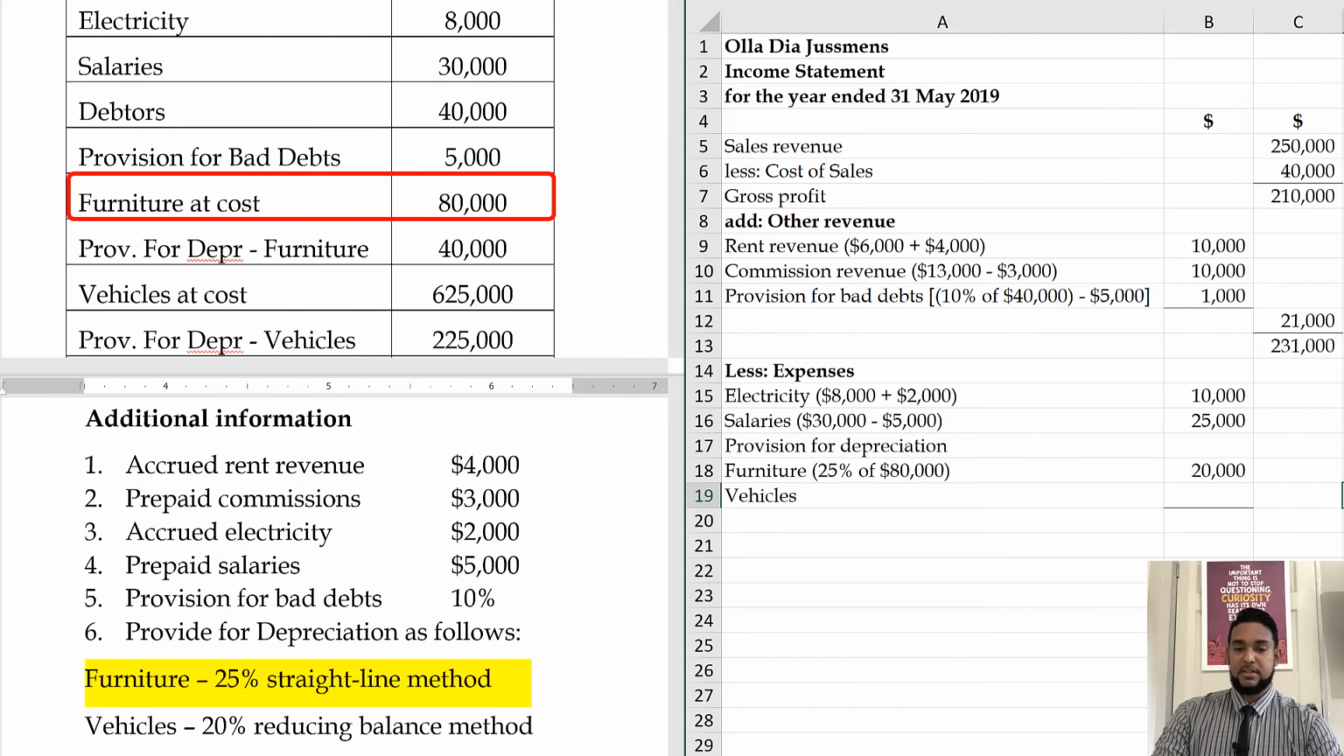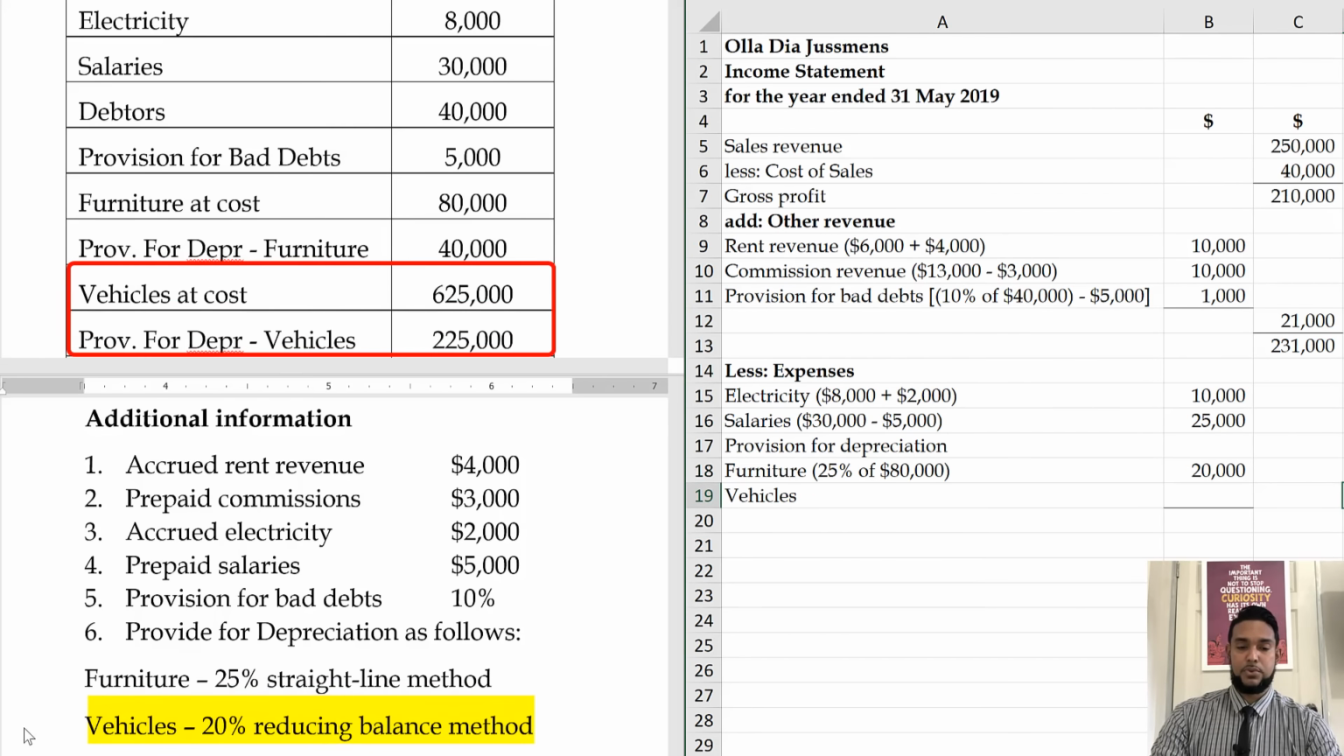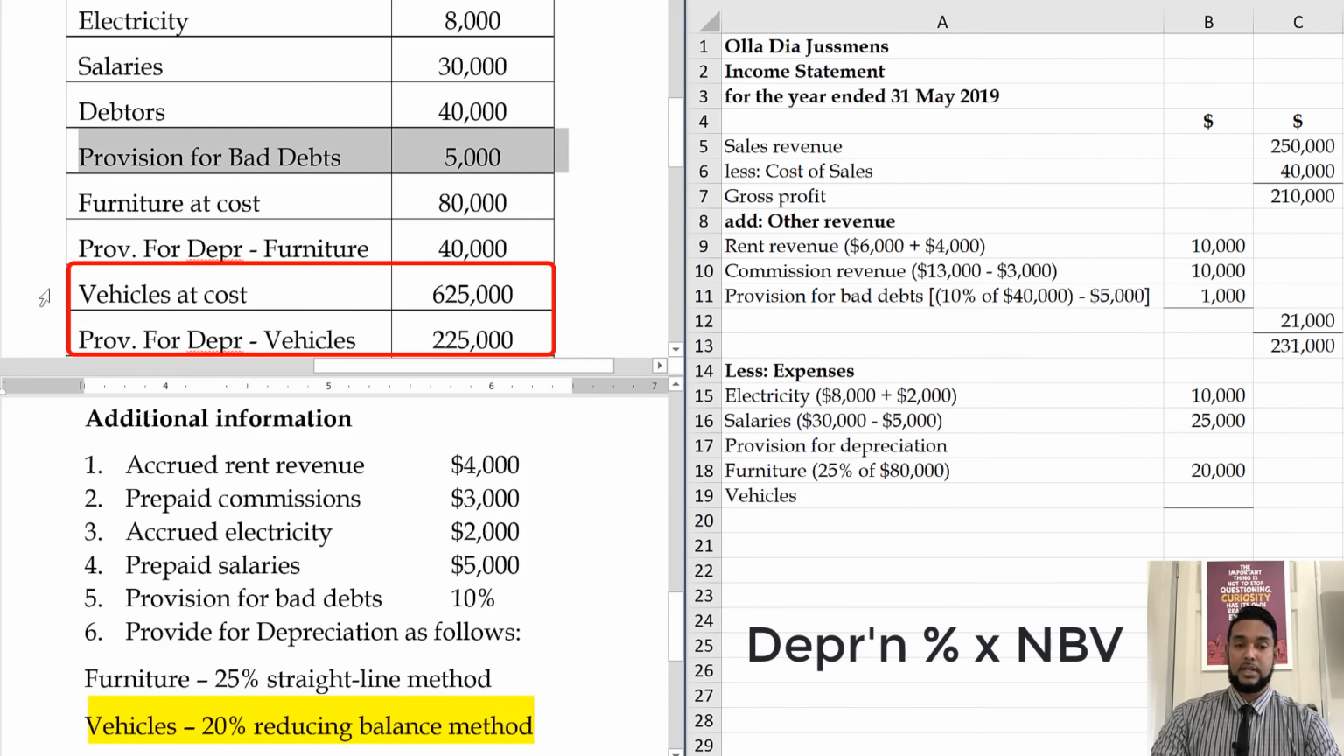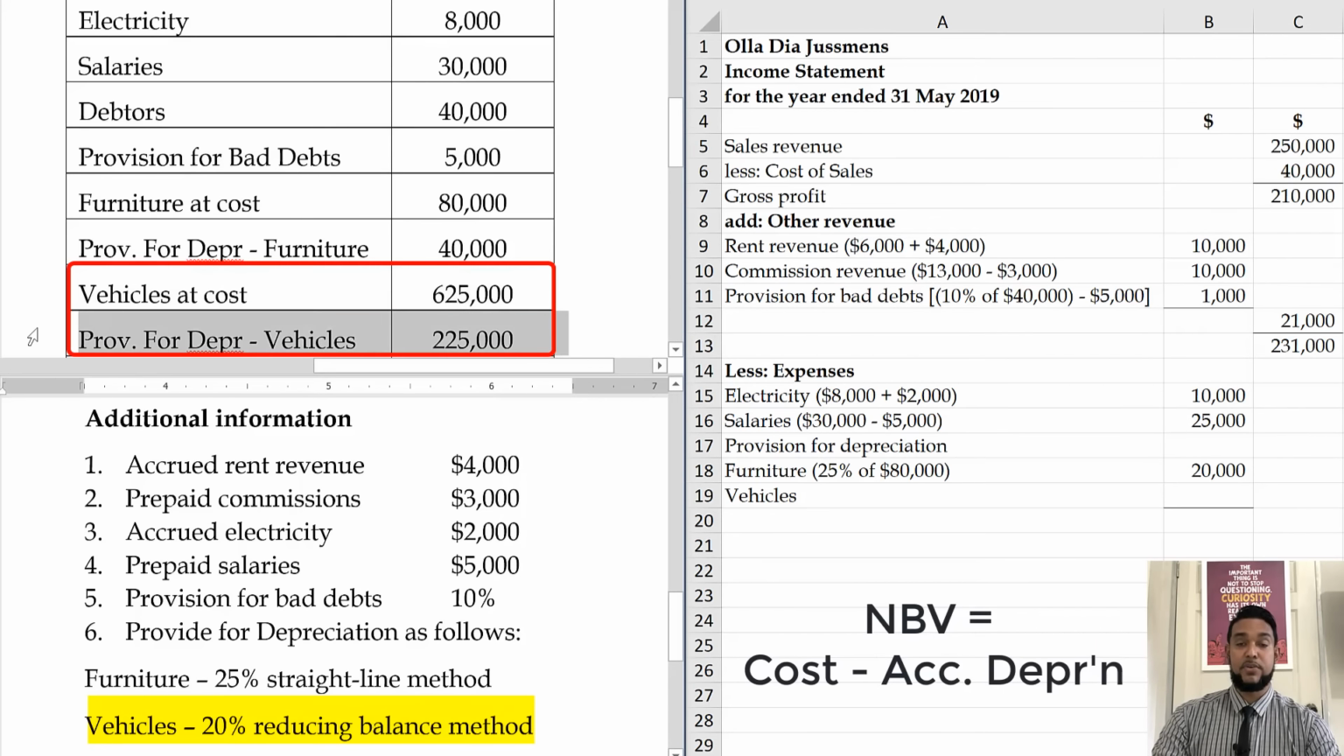Similarly, vehicles. Now vehicles says reducing balance method. How do you calculate the depreciation charge under the reducing balance method? You multiply the percentage by the net book value. What is net book value? That's cost minus the provision for depreciation previously charged.